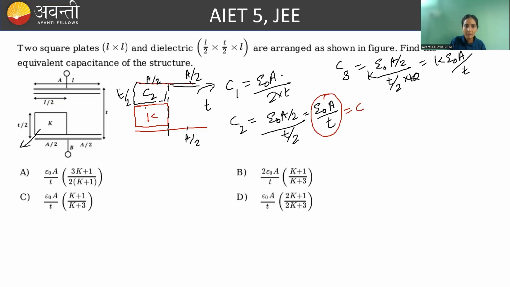Okay. Now, if I put epsilon naught A by T as C, then C1 will be equal to how much? It will be equal to C by 2. C2 will be equal to C and C3 will be equal to KC. Okay. So this is all.